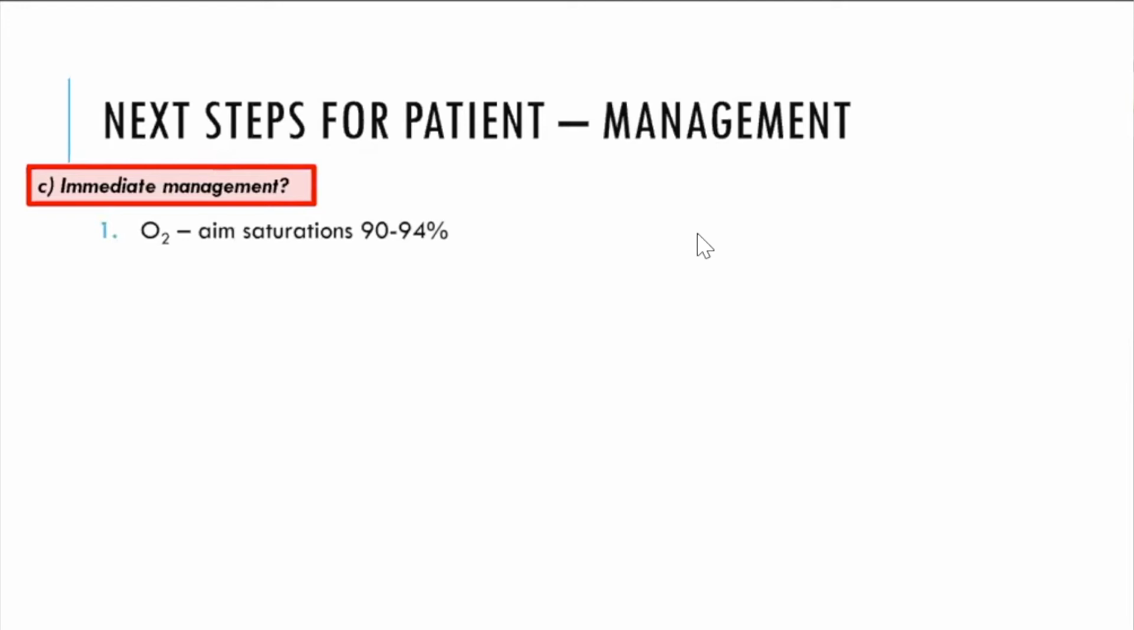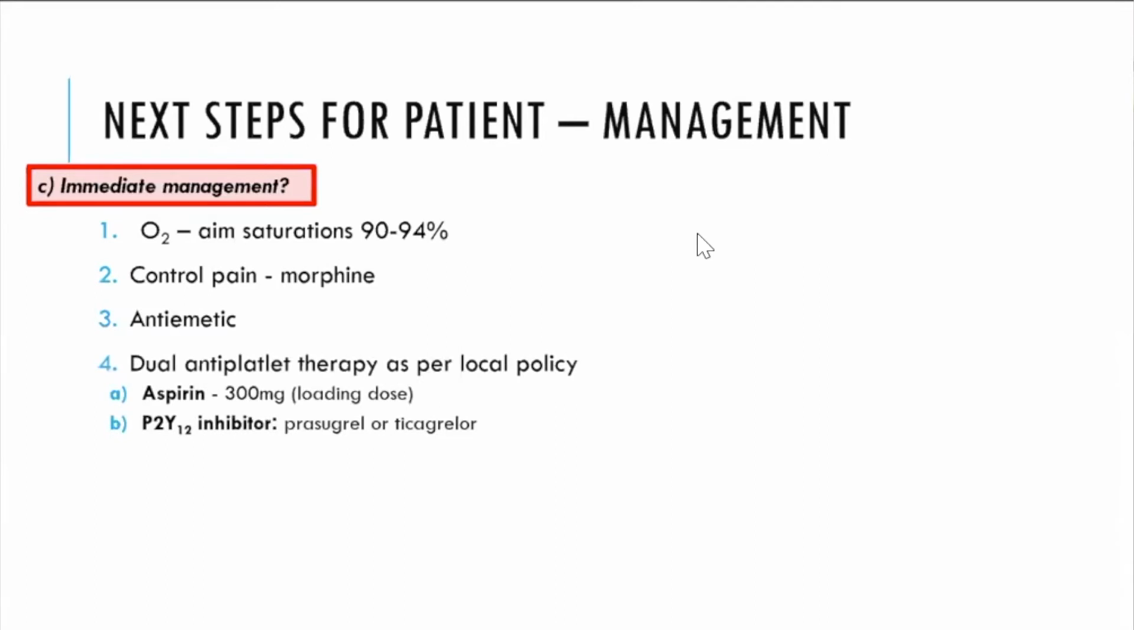You want to control oxygen saturations. Over oxygenating the patient has relatively recently, in the last few years, been shown to be bad and actually can drive or exacerbate ischemic changes. You want to control the pain, so use morphine, give them an antiemetic because she was feeling sick, and then dual antiplatelet therapy as per your local policy. So here we tend to use aspirin. We used to use clopidogrel. Now we tend to use ticagrelor generally.